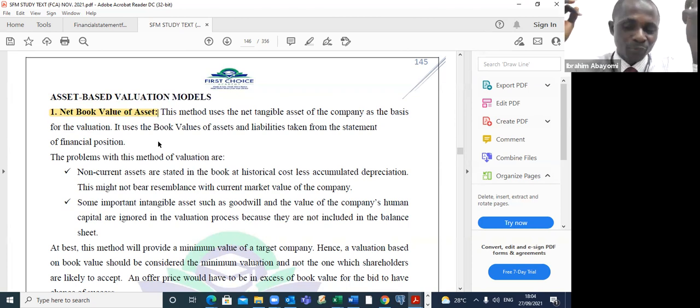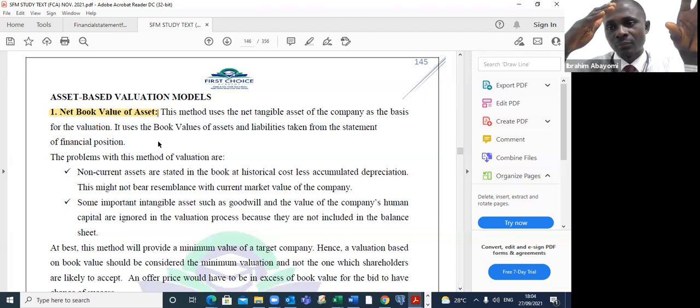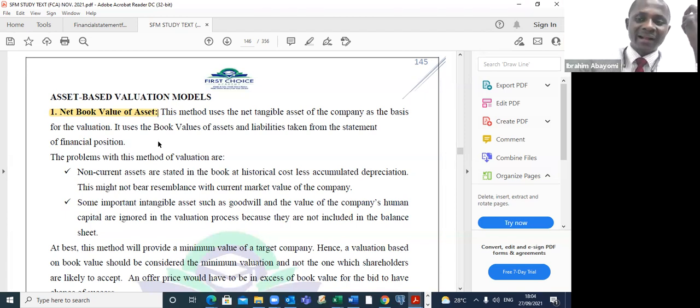So, what is net book value? Net book value is the carrying amount of the asset. And how do you compute your carrying amount? Carrying amount is the cost of the asset less accumulated depreciation and accumulated impairments. That is the carrying amount. So when you base the computation of your market value on the carrying amount of the asset, we say you are using the net book value of assets as the basis of valuation.